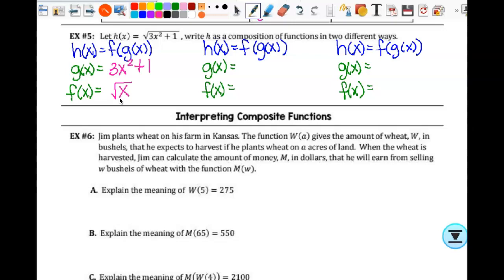And I want all of your f of x's all need to have a square root in them. No fair just saying that it's x and you get to put the whole thing in. You understand? Like I could say g of x is the square root of 3x squared plus 1, and then that means f of x equal to x. That's kind of cheating, and that doesn't count. What you got?